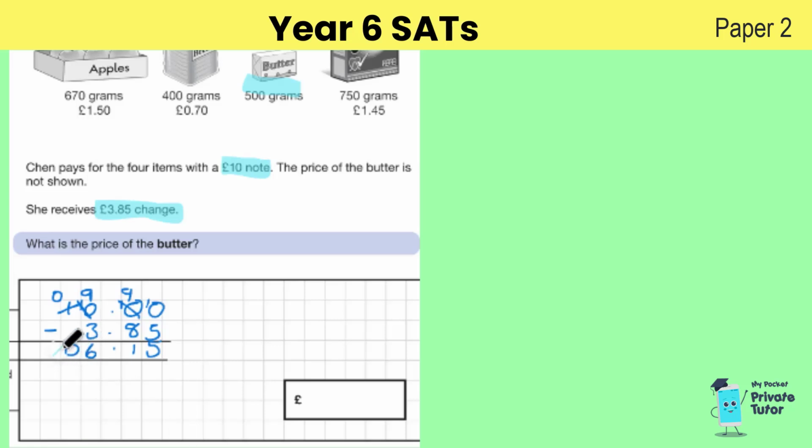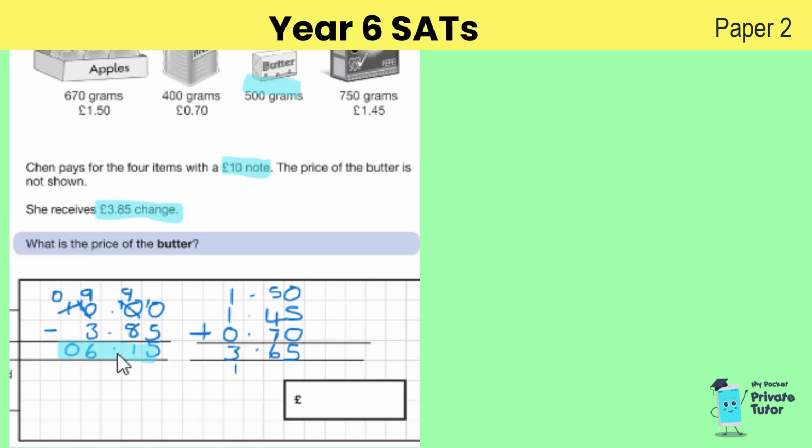So we know that she spent £6.15, and we know the price of 3 of the items. So the next thing we're going to do is add up the 3 items that we can see the prices for. I have written down the prices for the 3 items we can see, and we can just do a simple addition. So that's 5 plus 4 plus 7 is 16, remembering to put the decimal point in. 1 plus 1 plus 1 is 3. So the 3 items come to £3.65, but we know that she's actually spent £6.15.